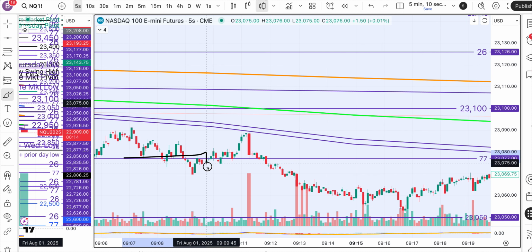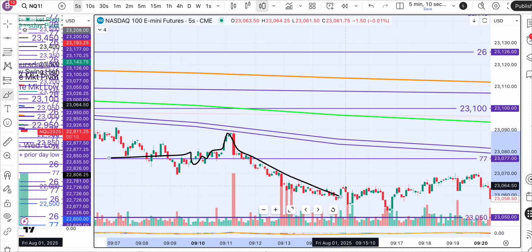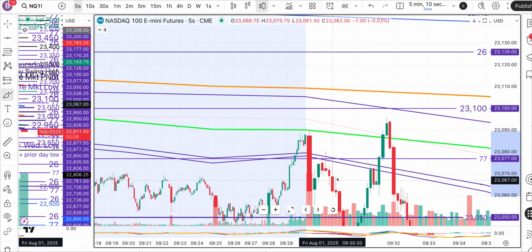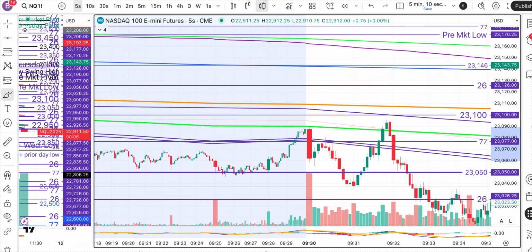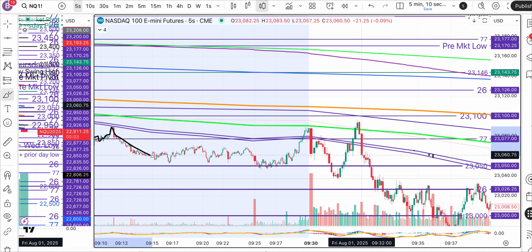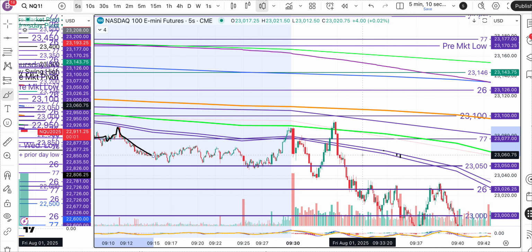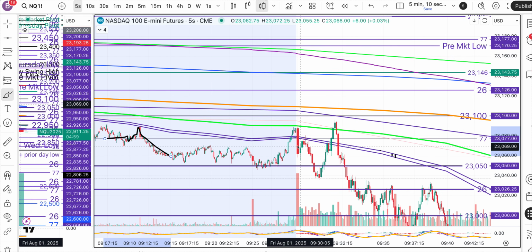It was drifting sideways, and then a little pop up and down, and then you could take it down from there. Really good place to trade from. Now, when the market opened, things are going to get a lot spikier, but you can still use the money line as a place to take a double top trade out of, like we did right here.